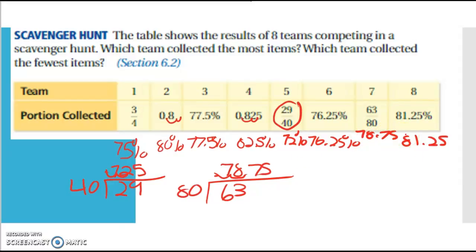And then you just kind of look at the question. It says, which team collected the most items? So you want to look at the team that obviously has the biggest percent. So that would be team number 4. Had the most. And then you also want to look at the least. So the team with the least percentage, I believe, is going to be team number 5.